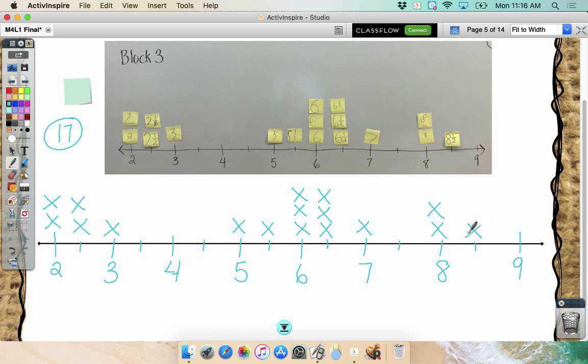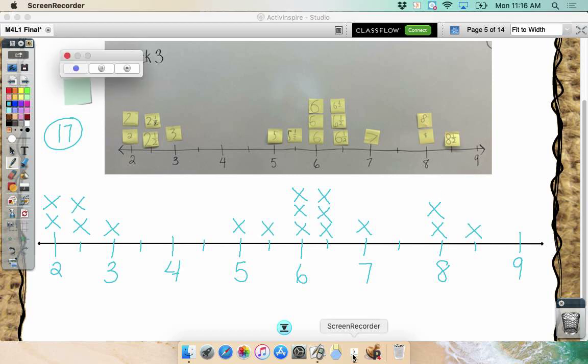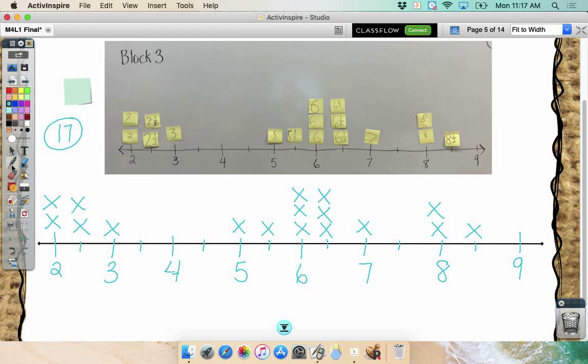Then I'm going to go back and count. I need to try to catch up. Okay, I'll pause it while you finish it. Okay, so let's double check to make sure I have 17. Yep, that's 17, okay? Now that's how to make a line plot or create a line plot, okay? And I like the sticky note way because it's easy to move them around.